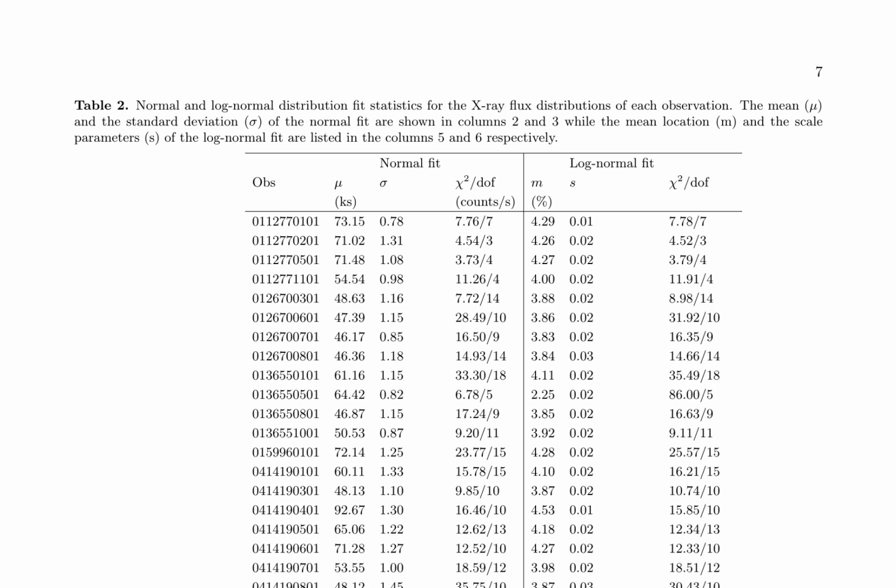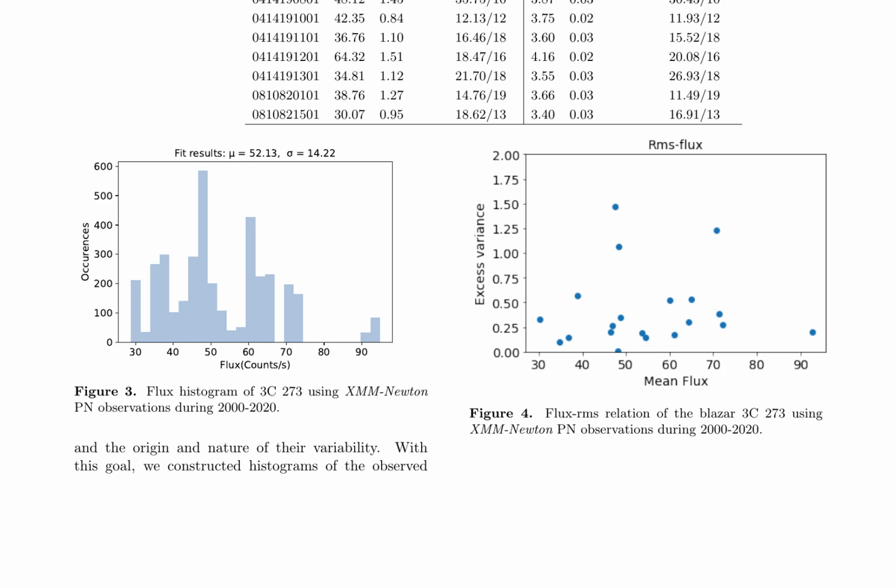The table provided details the normal and log-normal distribution fit statistics for the X-ray flux distributions of each observation. It lists the normal fit's mean and standard deviation in columns 2 and 3, respectively, and the log-normal fit's mean location and scale parameters in columns 5 and 6. This data is crucial for understanding the variability of the X-ray flux in the observations, particularly for the Blazar 3C273. The histograms and flux RMS relation figures, such as Figure 3 and Figure 4, offer visual representations of these distributions, aiding in the analysis of the variability's origin and nature.